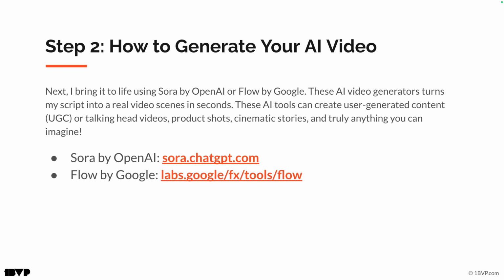So we'll bring it to life using Sora by OpenAI or Flow by Google. These are AI video generators that turn my script into a real video scene in seconds. So these AI tools can create user-generated content or UGC videos, those are talking head videos, product shot videos, cinematic stories that truly look like a movie, and really anything you can imagine. So take down these URLs for creating your AI videos.